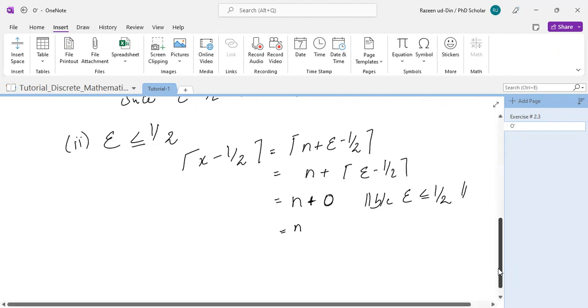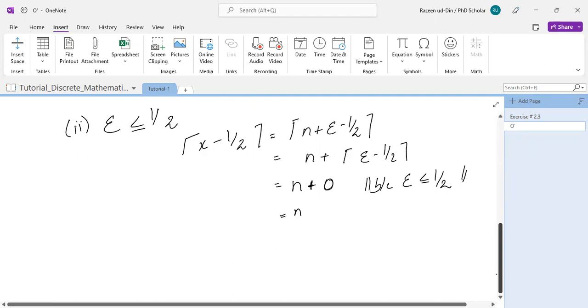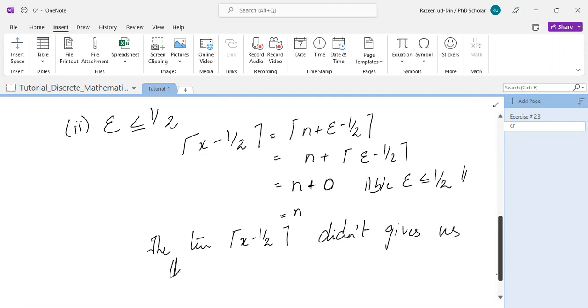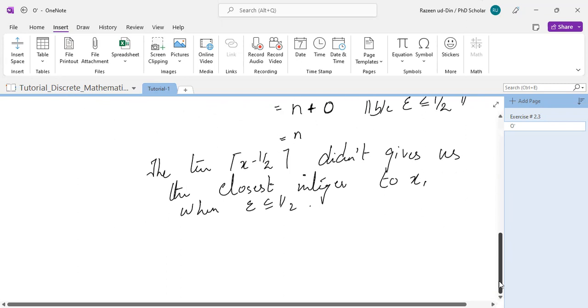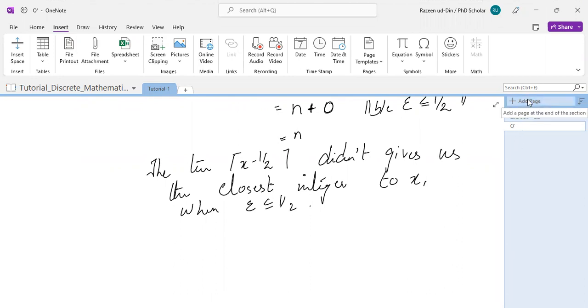It gives us 1. But we know that this is the closest integer when we take the floor, but here we take the ceiling, i.e. the term x minus half didn't give us the closest integer to x when epsilon is less than half, or in other words, x is in the midway or the smaller number to the midway number, right? So this ends our second question.